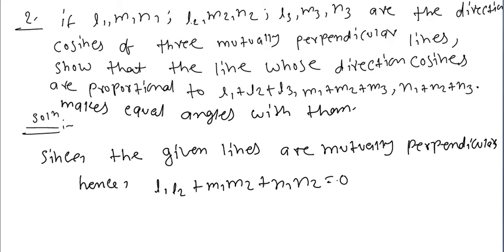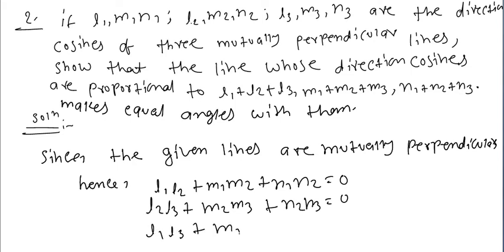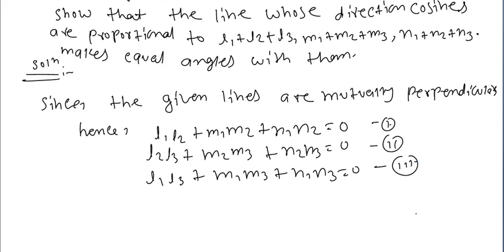Now apply the condition for lines 2 and 3, which are perpendicular to each other. For lines 2 and 3, L2 L3 plus M2 M3 plus N2 N3 is equal to 0, and for lines 1 and 3, L1 L3 plus M1 M3 plus N1 N3 is equal to 0. We have these three equations: equation number 1, equation number 2, and equation number 3. This is the condition for three mutually perpendicular lines.